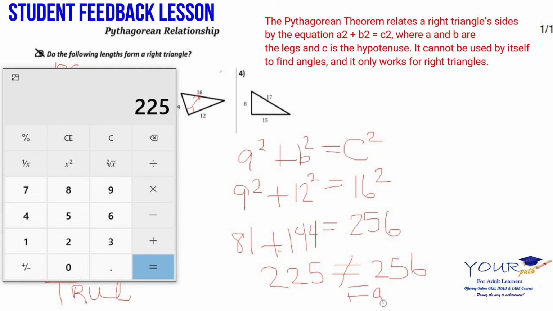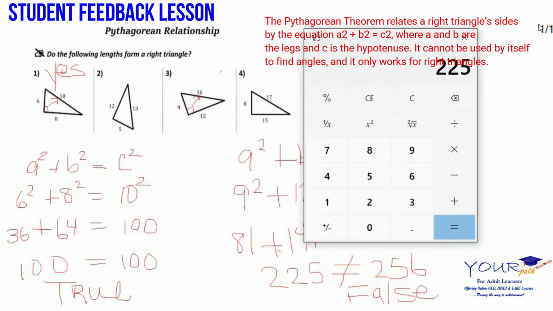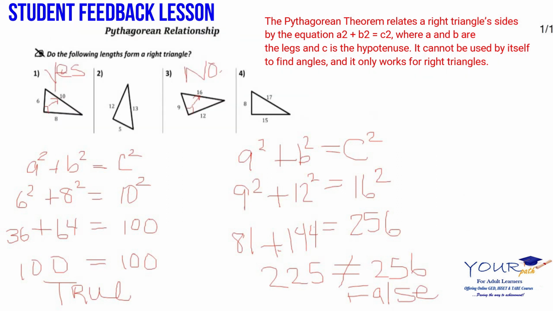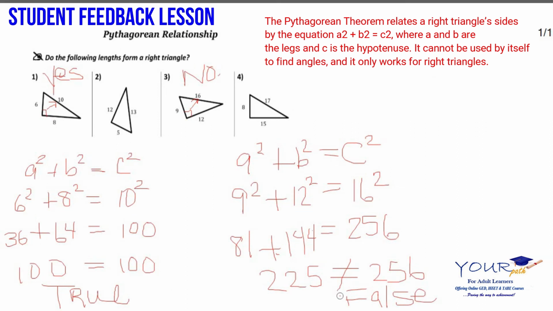Therefore, number 3 does not form a right triangle. So the answer here will be no. And this is how you determine whether or not the lengths form a right triangle. You must use the Pythagorean theorem in order to determine that.